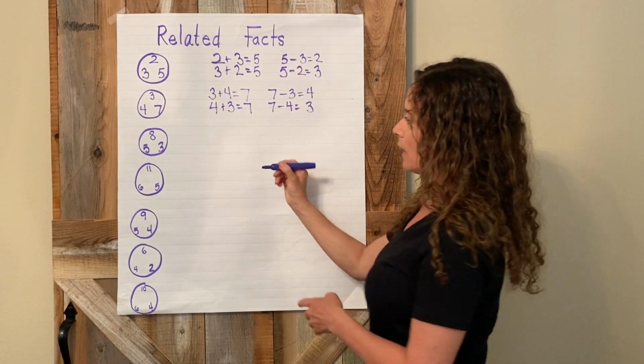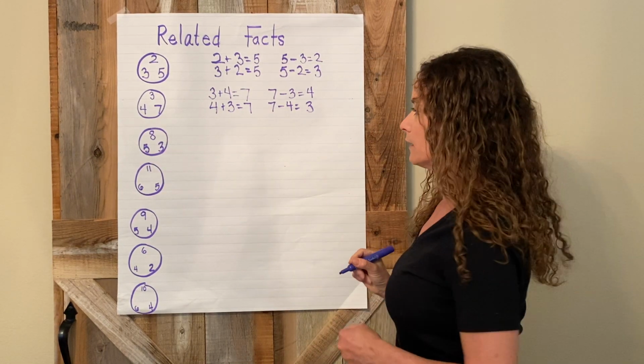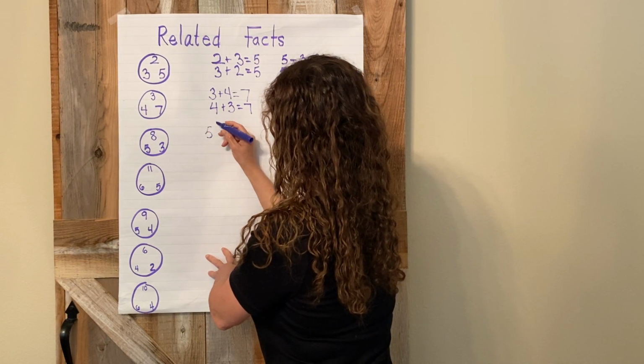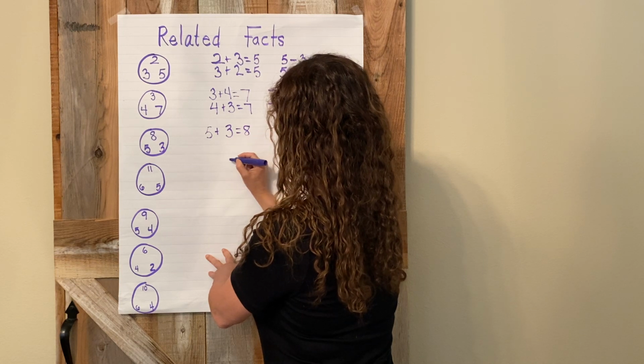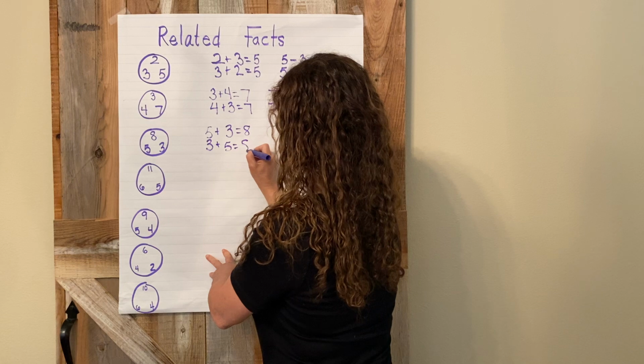Next set of problems, we have an 8, a 5, and a 3. My two smallest numbers are 5 and 3. So those are the ones I'm going to add. 5 plus 3 equals 8. And 3 plus 5 also equals 8.